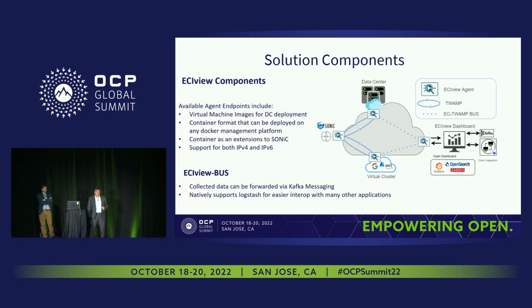So some of the components of E.C.I View, we've got virtual machine images that we can use for data center deployments. There's container formats that are available to deploy on any Docker management platform. As Hassan identified, container as an extension to SONiC is something we've just recently done. We still got a little more work to do there, but we're quite close, and this is one of the reasons we wanted to come and talk to the folks here at OCP. It supports both IPv4 and IPv6.